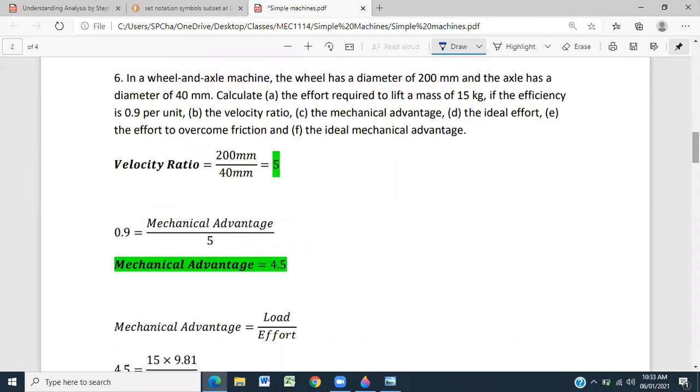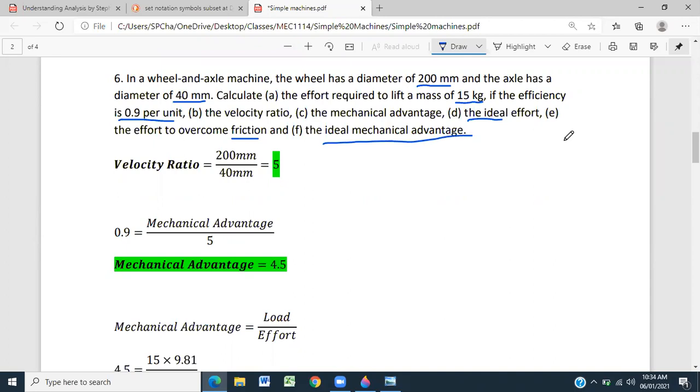Now, in a wheel and axle machine, the wheel has a diameter of 200 millimeters and the axle has a diameter of 40 millimeters. Calculate A, the effort required to lift the mass of 15 kgs if the efficiency is 0.9 per unit. B, the velocity ratio. C, the mechanical advantage. D, the ideal effort. And E, the effort to overcome friction. F, the ideal mechanical advantage.